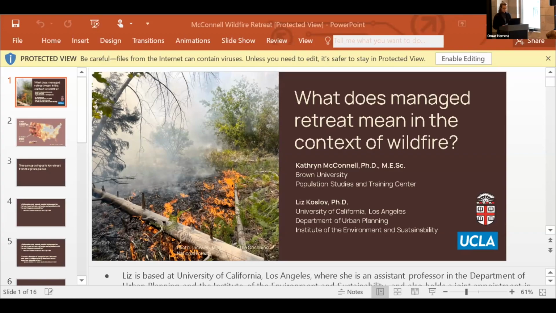We know that here in the US and in Australia, likely other places as well, electricity lines are responsible for igniting a substantial number of very high severity wildfires. So one approach to infrastructural retreat could be to put these power lines underground.